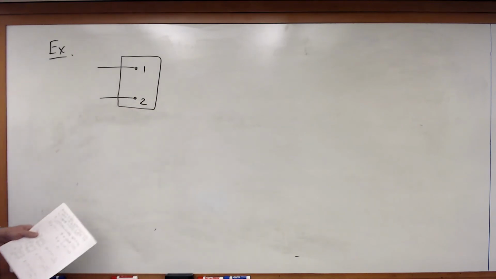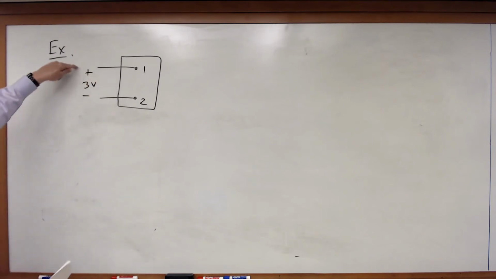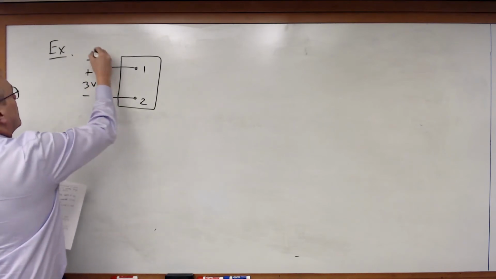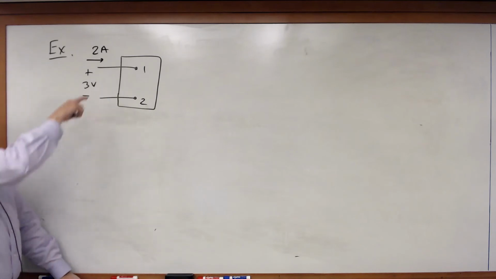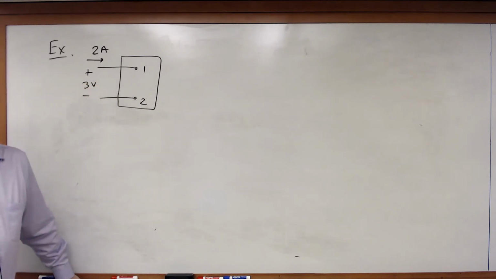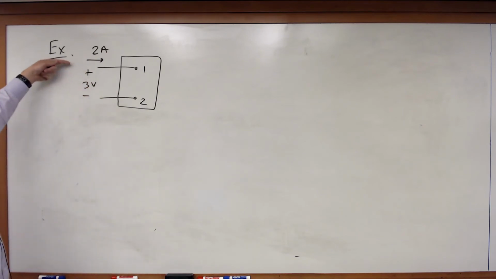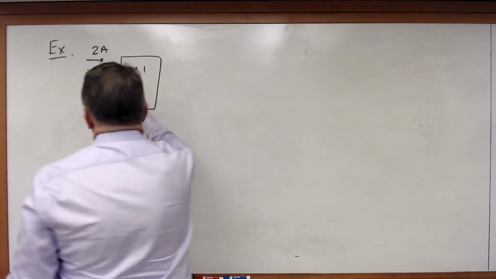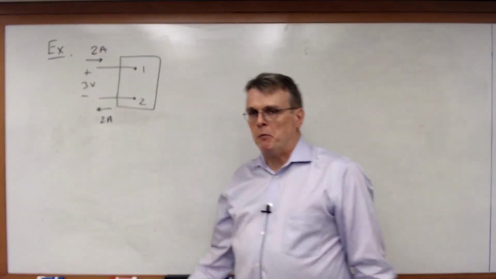So let's say we have an element and we have 3 volts defined positive to negative between terminals 1 and 2. And I've got a 2 amp current flowing into terminal number 1. So in this case, look what I've done. I've defined the direction of current into the positive terminal. That's what the PSC requires. Now, of course, also implied is that 2 amps is flowing out through the negative terminal.